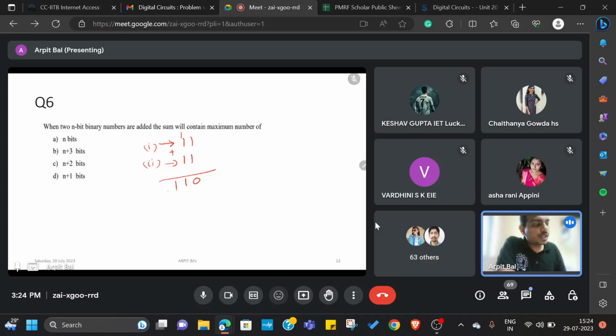Okay, so we can see that the resultant number is a 3-bit number. In this particular example, what we took is n is equal to 2, so it was a 2-bit binary. It is resulting in a 3-bit.